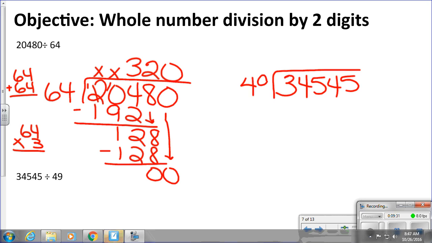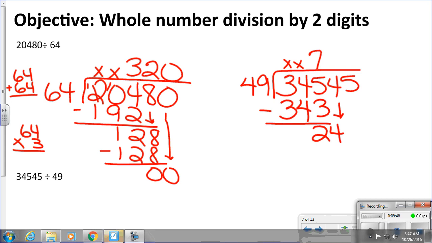The other problem I'm going to put off to the side here. Dividing by 49. Again, I should see some addition or some multiplication. 49 doesn't go into 3, doesn't go into 34, goes into 345 7 times, giving you 343. Subtract, bring down the 4. 49 does not go into 24. And before I can bring down this 5, I need to deal with that and put a 0 up. That is a placeholder 0. And then 49 into 245 happens 5 times, and this stops.